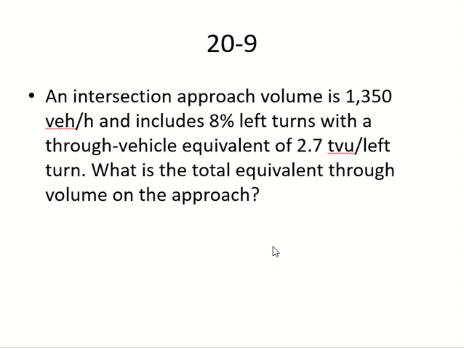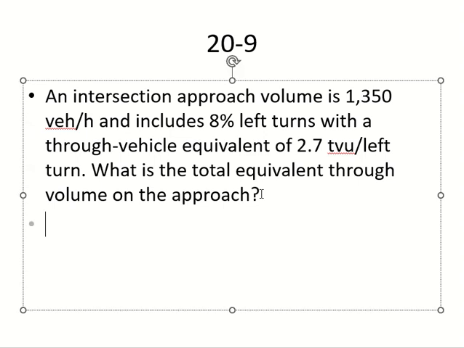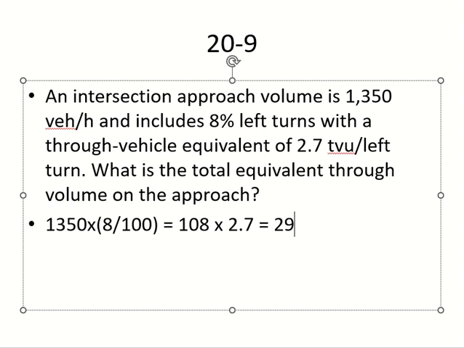First of all, I should find out how many are my left turning. So 8 over 100 times 1350. What does this equal? 108. I need to convert them into through vehicles, right? They are left turning, I want to convert them to through vehicles. We multiply by 2.7. How many? 291.6, so 292.